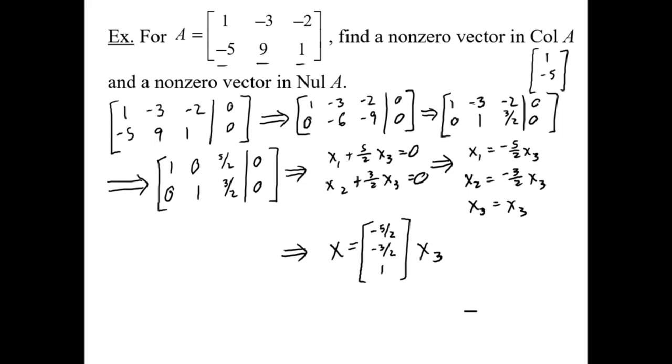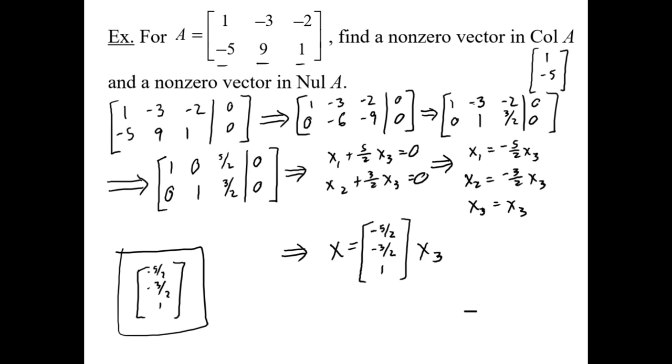So I need one vector that's in the null space. I could pick the simplest one, I guess. I could pick -5 halves, -3 halves, and 1. If I wanted to really avoid fractions, I could pick x3 to be any number that I want. I picked 1. Make it 2. Then your vector is -5, -3, and 2. Okay, that works fine. You can pick x3 to be anything you want it to be.